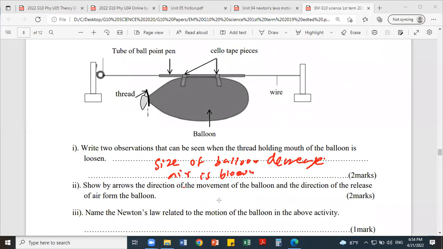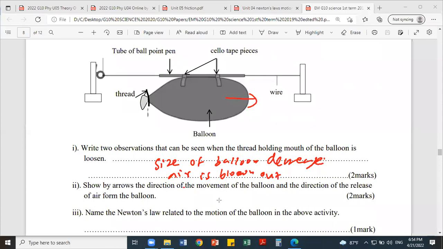You can fill more air into the balloon, increasing the air pressure inside the balloon by blowing more air into it. Or you can apply grease or oil on the wire, and instead of a tube or ballpoint pen, you can use a straw.